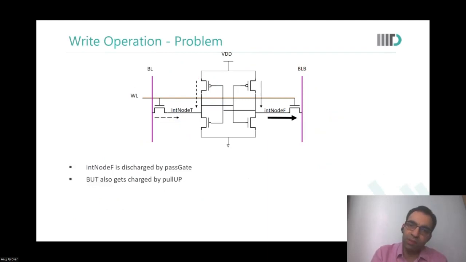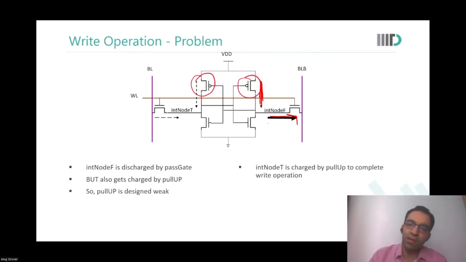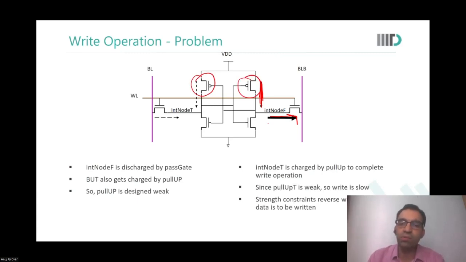As I was mentioning, you want to discharge this and you can make this one stronger, but this is not really a desired solution. So the pull-up, this PMOS, is designed to be weak. And since this is designed to be weak, the overall performance degrades. The write is slow and you want to increase the speed.